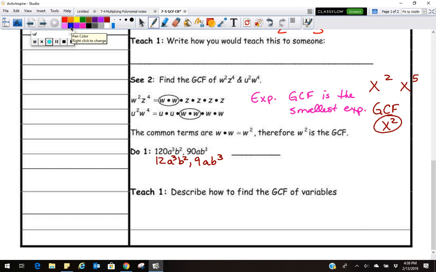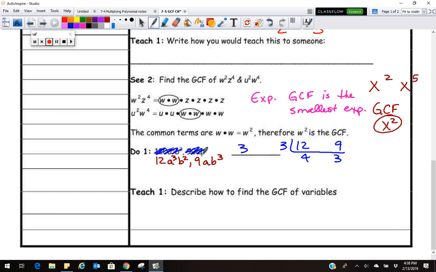Okay, same process. Let's do our upside down division. You can probably look at 12 and 9 and know what goes into those. 12 and 9. Well, 3 goes in. 4 and 3, nothing else is left. So 3 is the biggest number that's going to go in there.